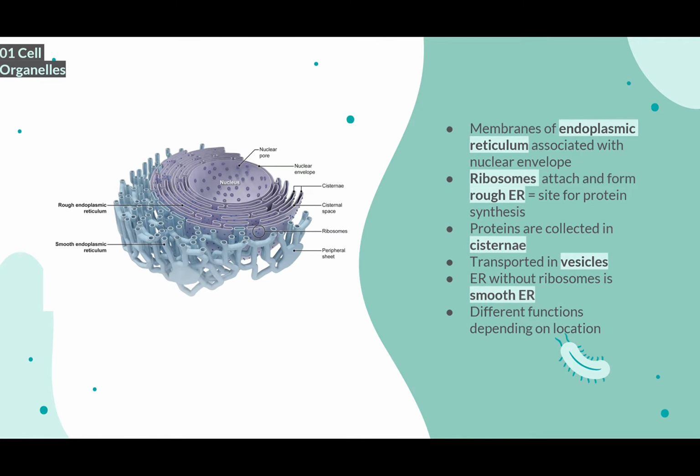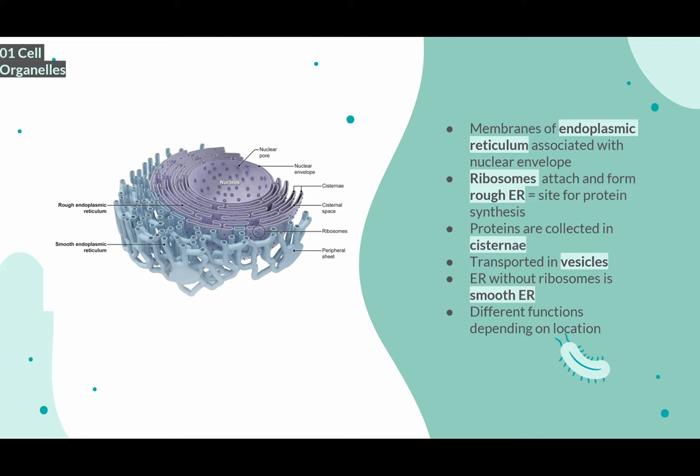Moving on, here we have the endoplasmic reticulum that is associated with the nuclear envelope. It's basically a structure of folded membranes that, in case ribosomes attach to it, forms the rough ER, the rough endoplasmic reticulum, which is a site for protein synthesis. And the proteins are also collected in so-called cisternae, that are places between the membranes from which they are transported in vesicles to other cell compartments.